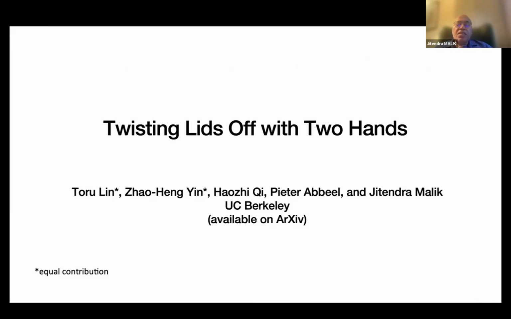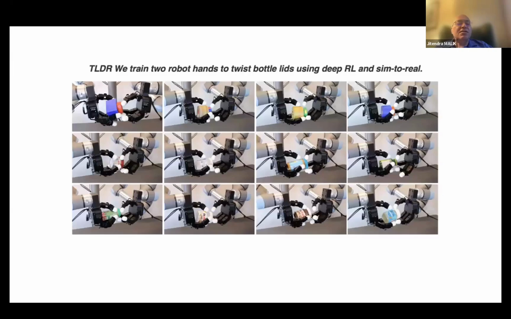Okay. So I'll give you another example of a task from our group. This is work led by Torulin, where we are now not doing a task of rotation by one hand, but rotation using two hands. And the task is basically to twist the lid of a bottle. So it's a bimanual task. So this is kind of delicate.